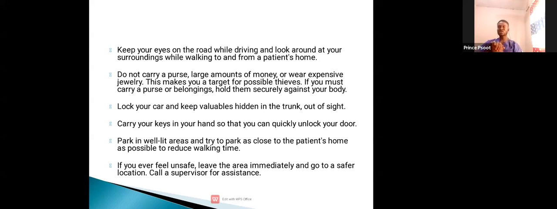Carry your keys in your hand so that you can quickly unlock your door. In case of anything, God forbid you are being chased, your key should be in your hand. You can quickly access the door, unlock, go in, and lock yourself in.